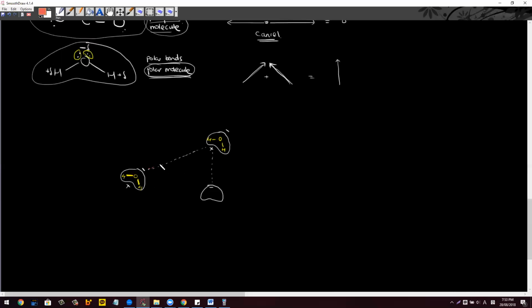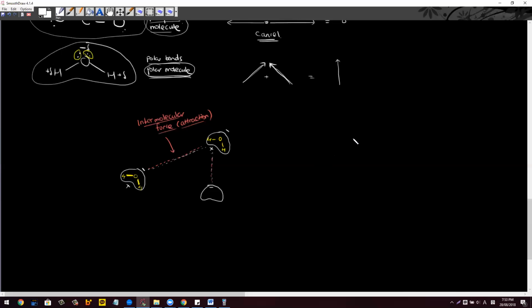Now we call this one the interaction between molecules. So this one is known as the intermolecular force. And this is an attraction. Okay, this is an intermolecular force, and that's an attraction there.